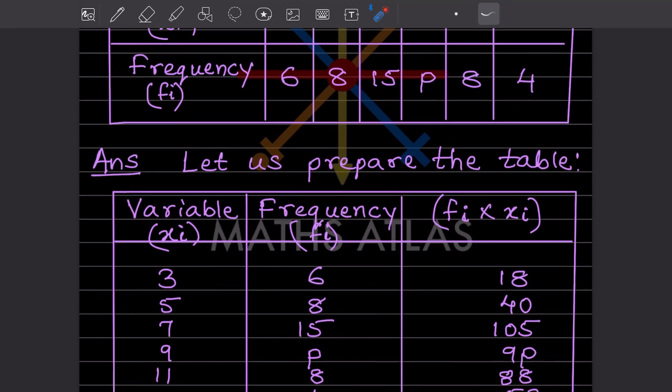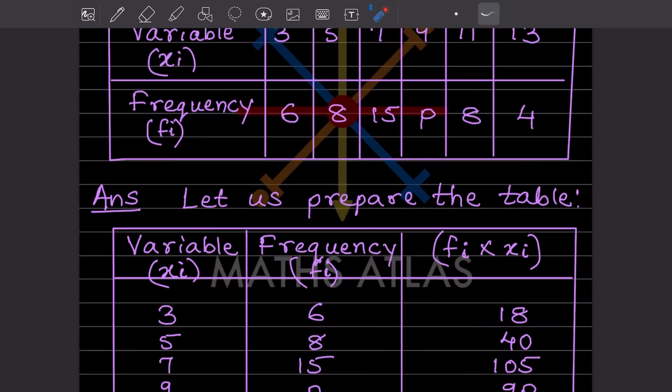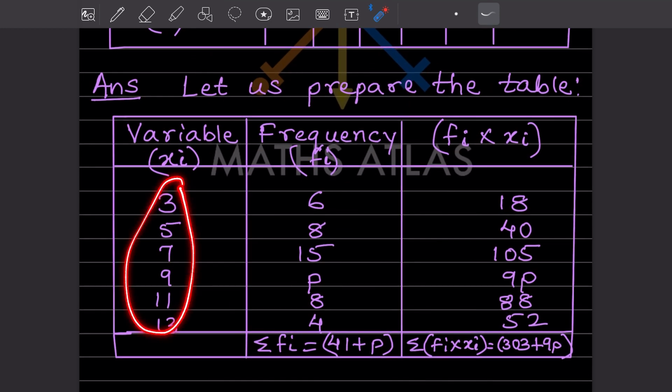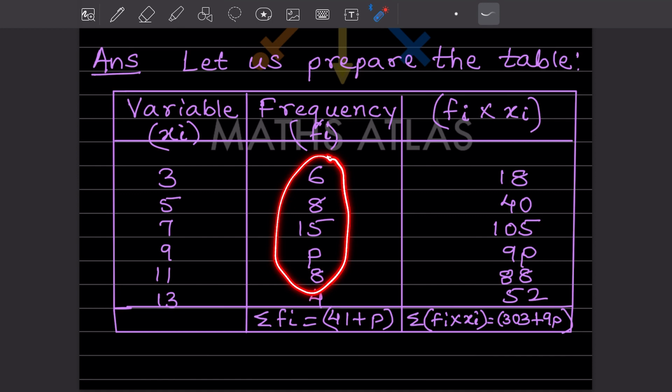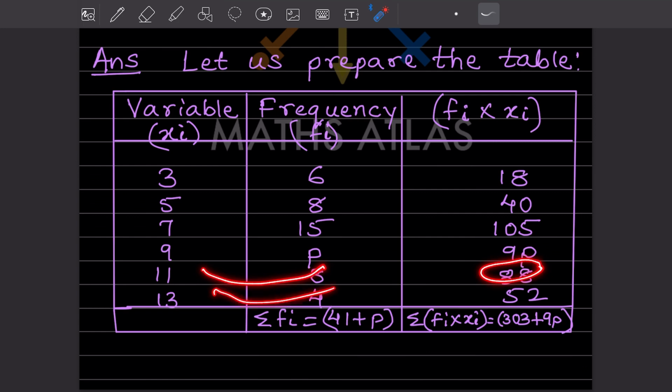So let us prepare the table first. Here the variable is called xi, then the frequency fi, and you multiply them, so that will be fi into xi. The same values are written here in a vertical way. So you just multiply: this is 18, 5 into 8 is 40, 105, and 9 into p is 9p. This will be 88, and this is going to be 52.